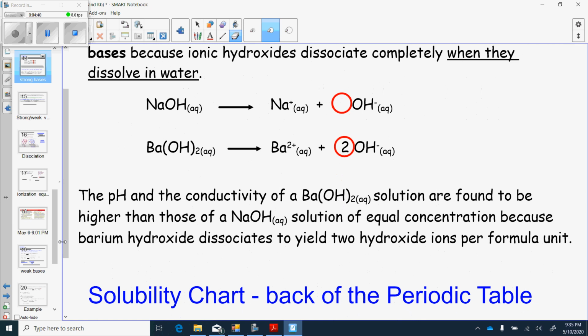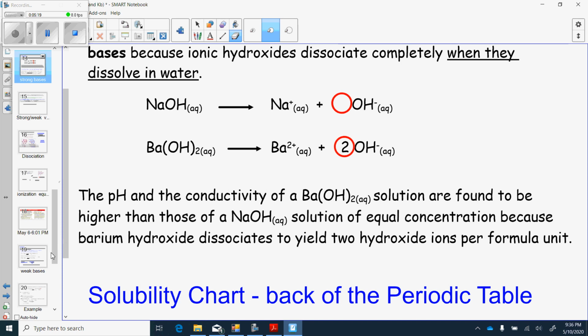Barium hydroxide is going to give you a pH level that is higher than sodium hydroxide. Remember, a high pH means very basic. So barium hydroxide will have a higher pH measurement. Also, we talked about electrolytes. Electrolytes are solutions that conduct electricity very well because they have many charged particles. Barium hydroxide would have a higher conductivity than sodium hydroxide because it's releasing twice as many OH charged particles into the solution as sodium hydroxide.